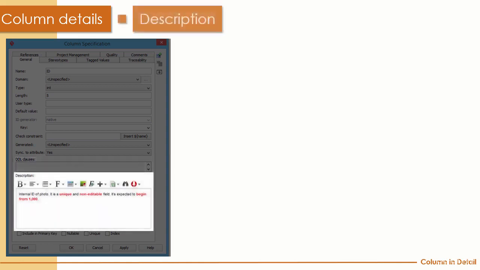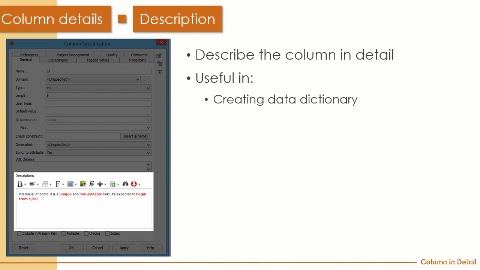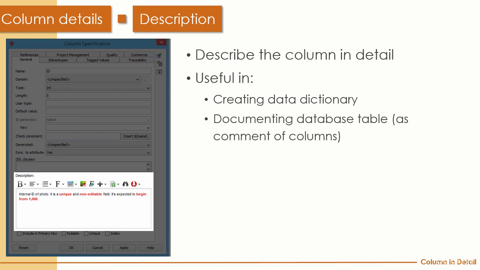Under the DDL clause, you see the description. It is rich text for you to describe the column in detail. It is useful when you are creating the data dictionary, so your reader can understand what this column is used for. And when you generate a database table, it will show as a comment. So if you generate the DDL, you will see the description entered here as a comment.